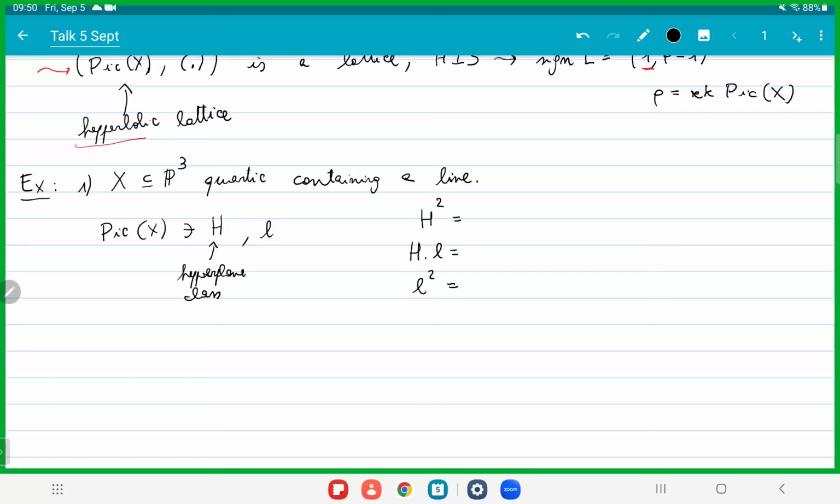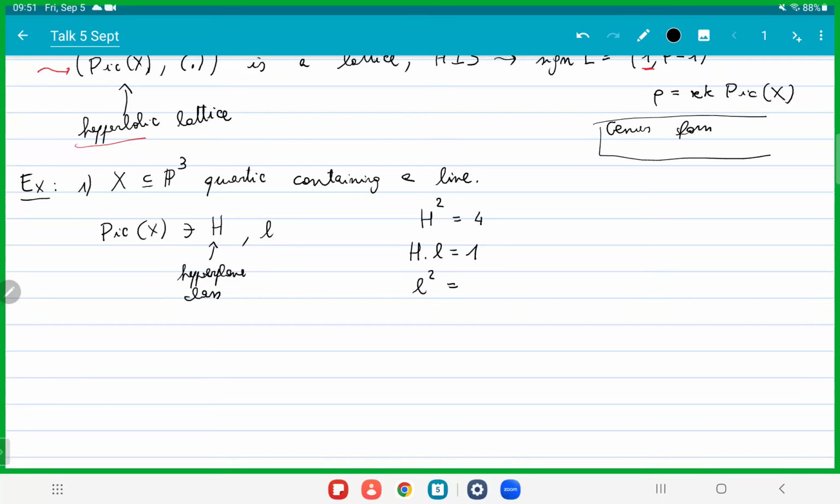H squared is pretty easy because we have the self-intersection of a hyperplane class. This is just the degree of the surface, so this is 4. Then we have a hyperplane, in this case a plane, intersected with a line. At how many points do they intersect? Just 1. So this number is simply 1. Finally, we want to understand the self-intersection of L, and for this we need the genus formula. For any K-trivial surface, the genus formula simply reads, let me write it here.